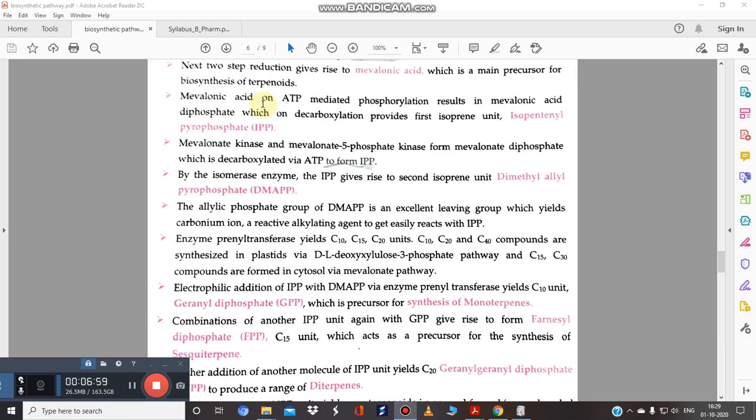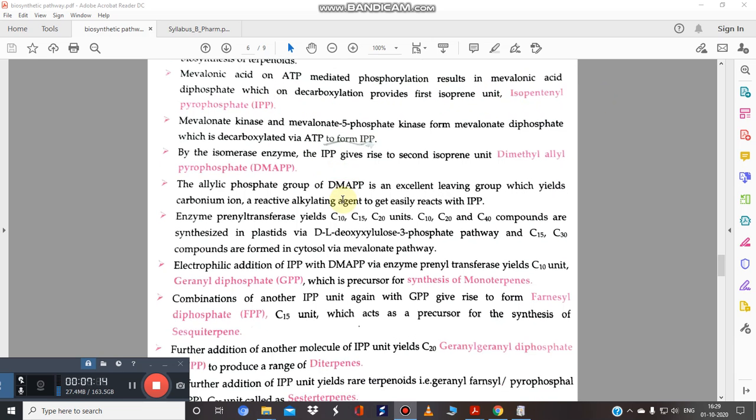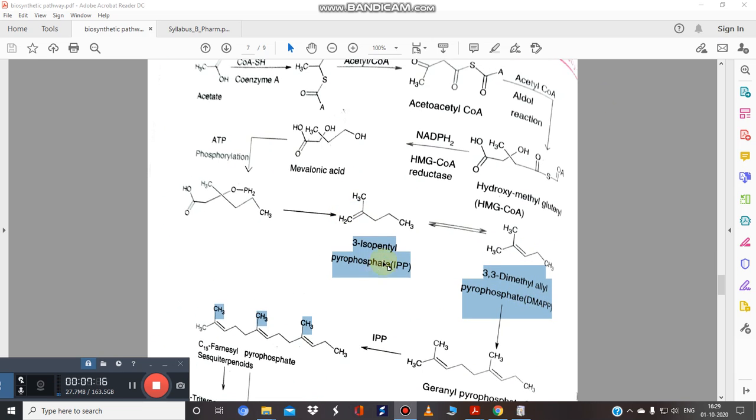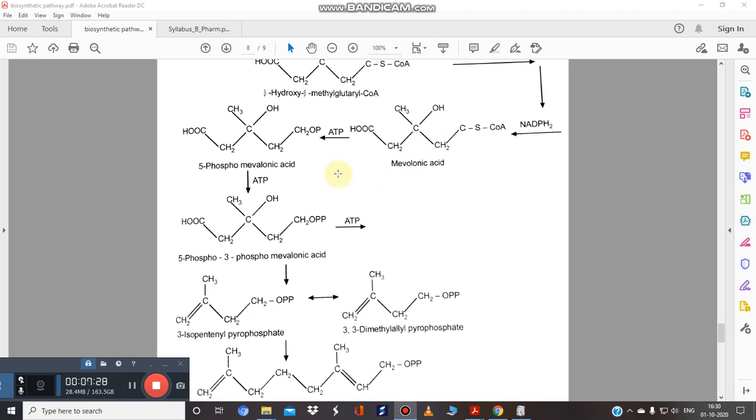So what happened here? The mevalonic acid on ATP-mediated phosphorylation resulted in mevalonic acid diphosphate, which upon decarboxylation produces the first isoprene unit, that is isopentenyl pyrophosphate. So you have to remember this, IPP. Here you can see this IPP is produced by ATP-mediated phosphorylation. This is the main compound, the IPP. See over here also, mevalonic acid, again CH2OP, ATP, CH2OPP. Then this one is the isopentenyl pyrophosphate. Look at this structure. This is 3-isopentenyl pyrophosphate.